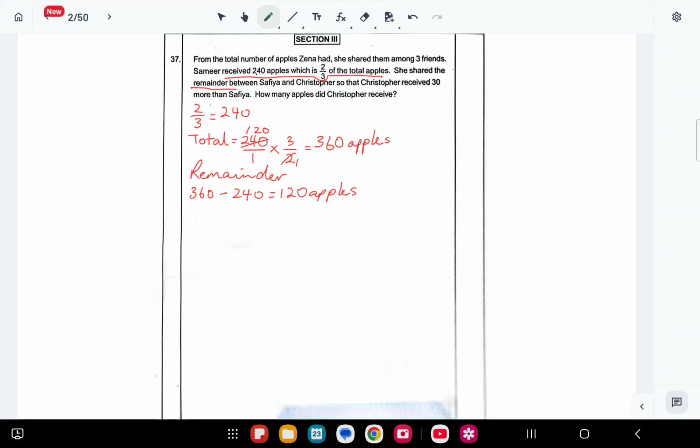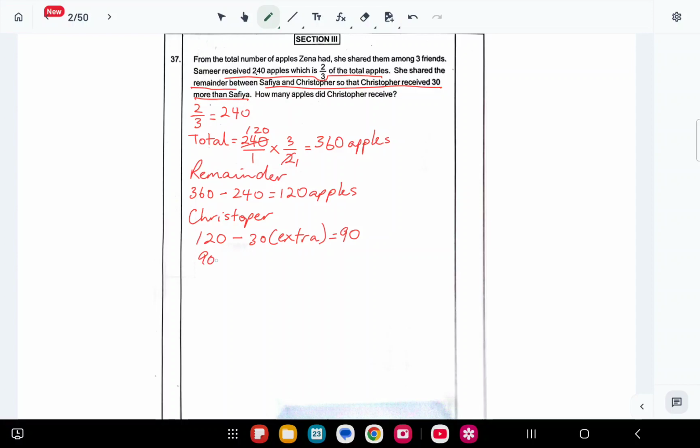So we know now from these 120 apples, she shared that between Christopher and Sophia so that Christopher received 30 more than Sophia. So using an equal share now, to solve for Christopher, it would be from the total that was shared between Sophia and Christopher, which is 120. We take away now the 30 extra, and we put that aside. And we remain with 90 apples.